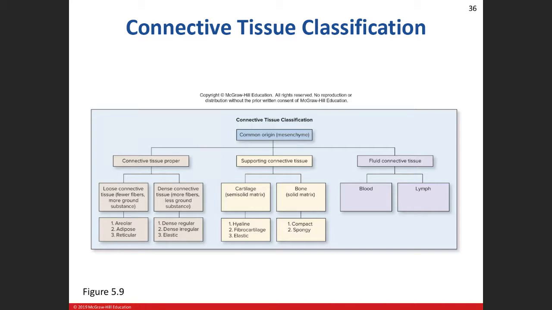I showed you this in lab. I strongly urge you, this is figure 5.9, to memorize this. I don't ask you to memorize too much in this class, but this one you should memorize. When we're talking about connective tissue all together, mesenchyme, that mesenchyme tissue can differentiate into any of these 3. The first category is connective tissue proper. The second one is supporting connective tissue, and the third is fluid connective tissue.